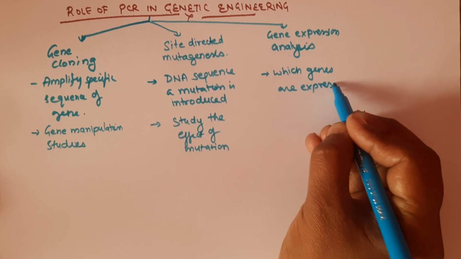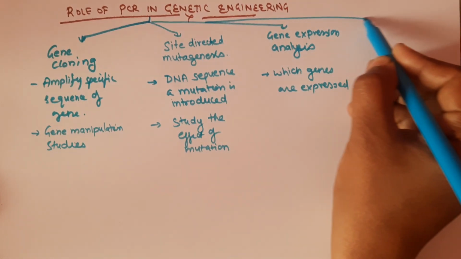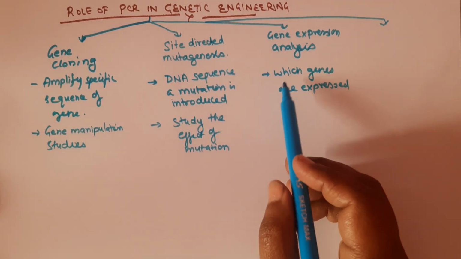Suppose a plant is exposed to cold stress. Normally the normal plant will not have the genes expressed that help it cope with the cold stress. But when we put it into the cold condition, the genes related to cold stress will start expressing, so that the plant will survive the cold temperature. So PCR is used for gene expression analysis.